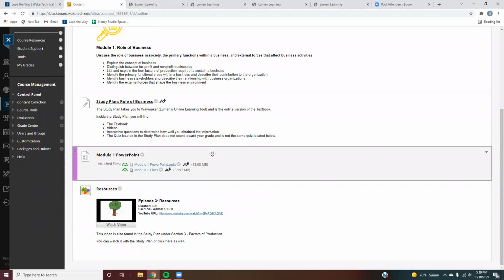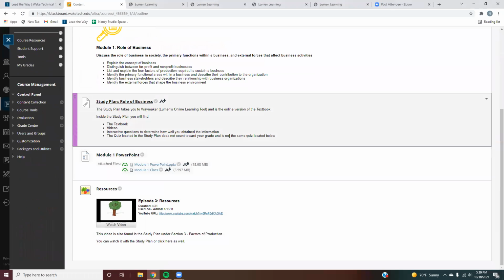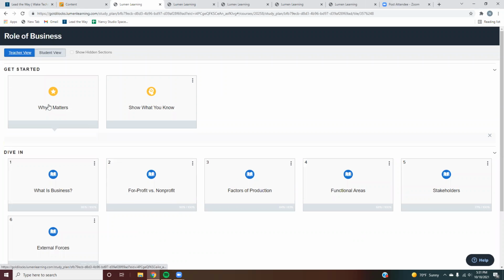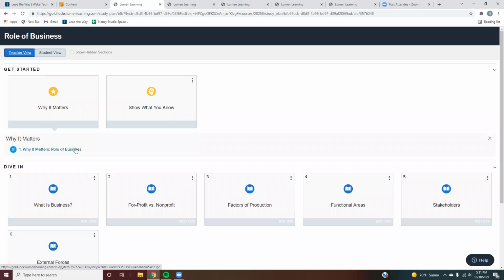Sometimes you'll see two here. I like to create my own PowerPoint. So for module one, the one on top is always the one that's given by the publisher. A lot of times I like to put things into my own words, and then I'll create one for an in-person lecture. I've included both here. Again, they're not required. Please make sure that you click on the study plan to access your ebook, and then you go through the different modules.